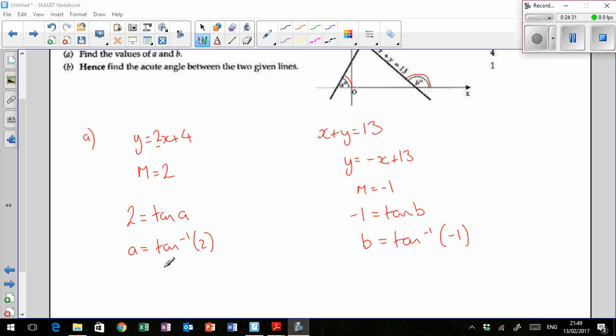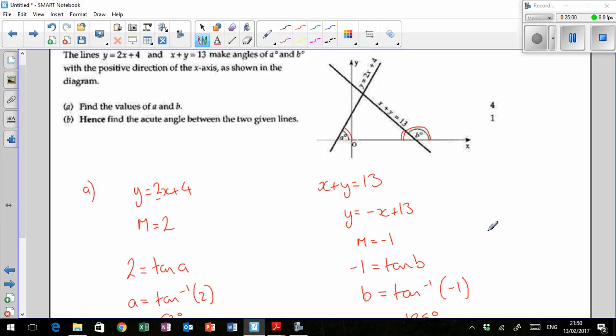Okay, so inverse tan of 2 is 63.434. So let's just call it 63 degrees. And then the inverse tan of -1, well, we know the inverse tan of 1 is 45 from our exact values. But that's going to be your acute angle here. So in the second quadrant where this one is, it's going to be 135. Which means for part B, hence find the acute angle between the two given lines.